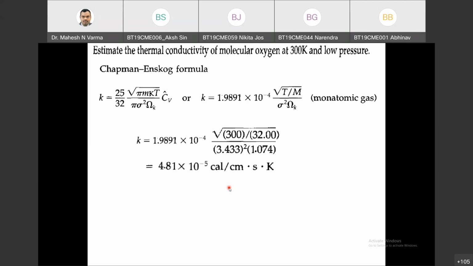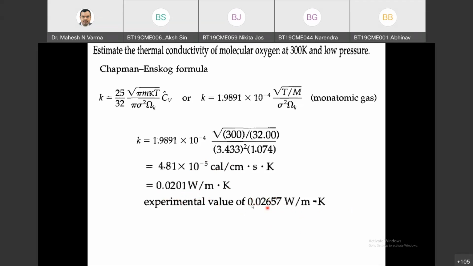So this is 4.81 into 10 raised to minus 5 calorie per centimeter per second Kelvin, and that is equal to 0.0201 watt per meter Kelvin. Okay, thermal conductivity, just unit conversion. And the experimental value is 0.02657. So you can see there is a huge error.